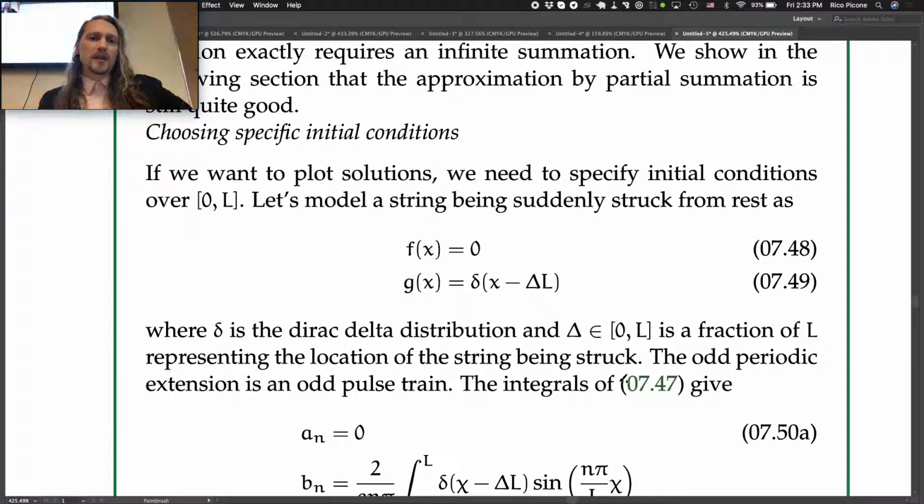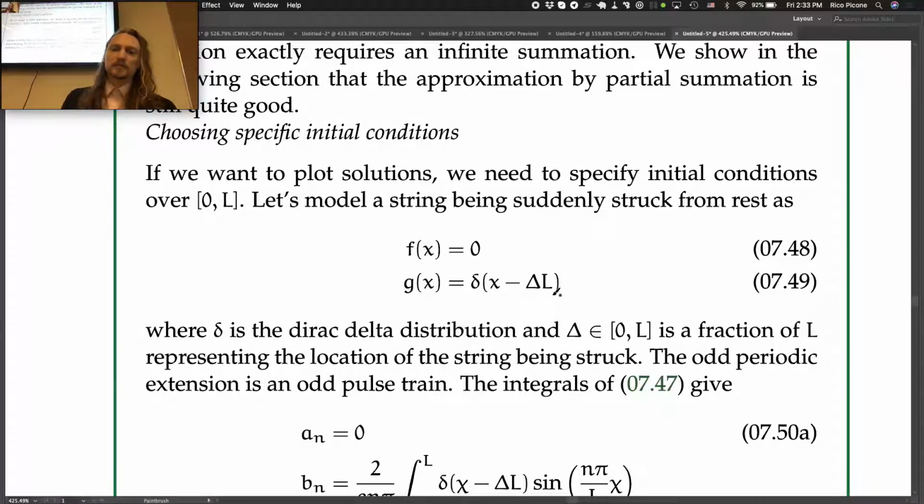So choosing specific initial conditions. If we want to plot solutions, we need to specify initial conditions over 0 to L. Let's model a string being suddenly struck from rest as being flat to start, f equals 0, and then g having a Dirac delta impulse at delta times L, where delta is a fraction of L, and it tells you where you're going to strike the string on the length from 0 to L.